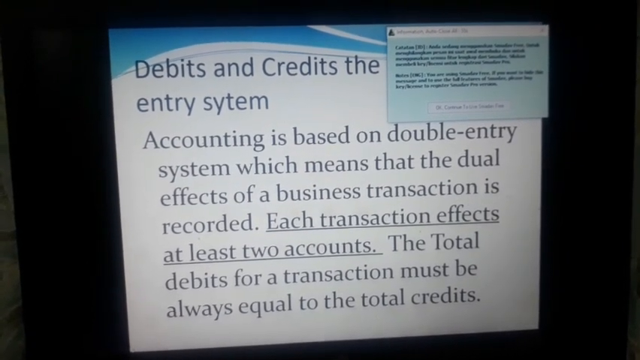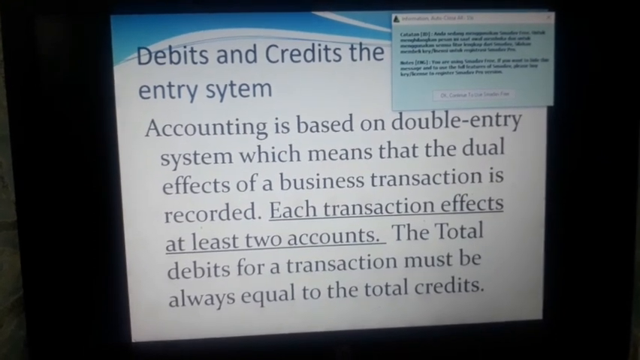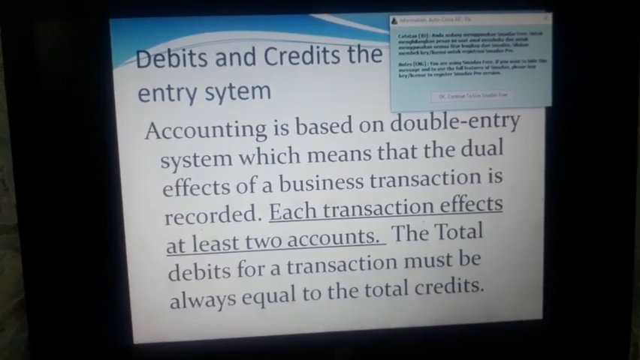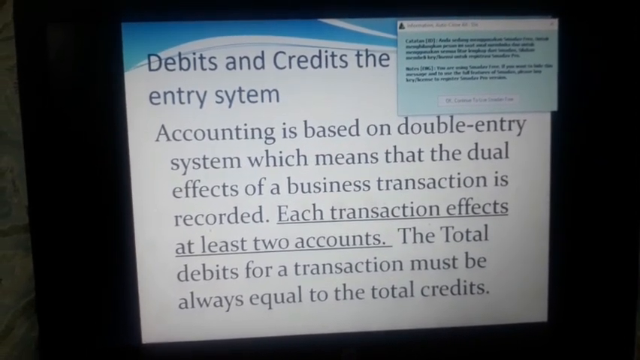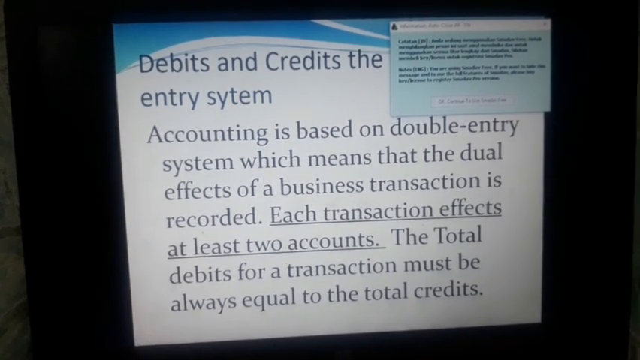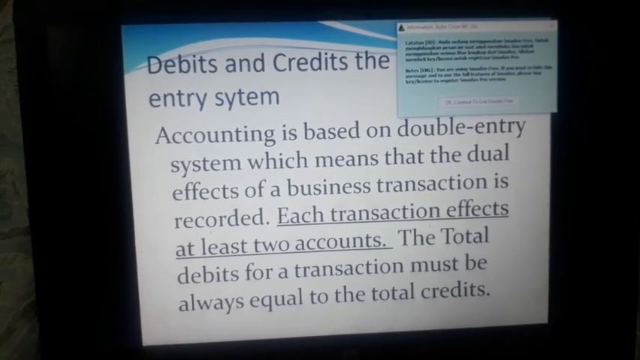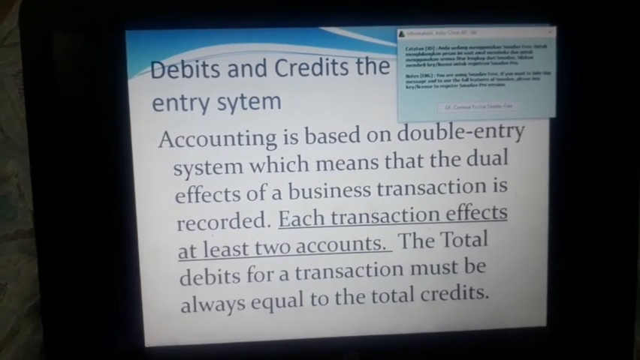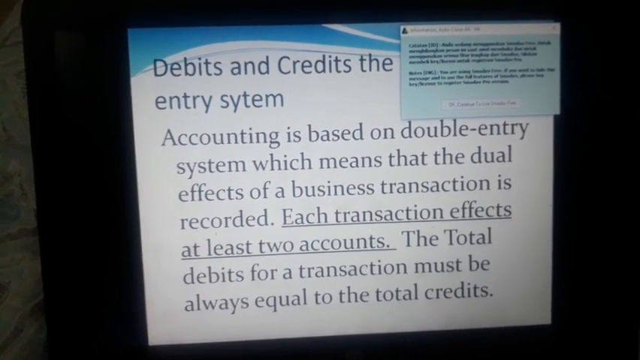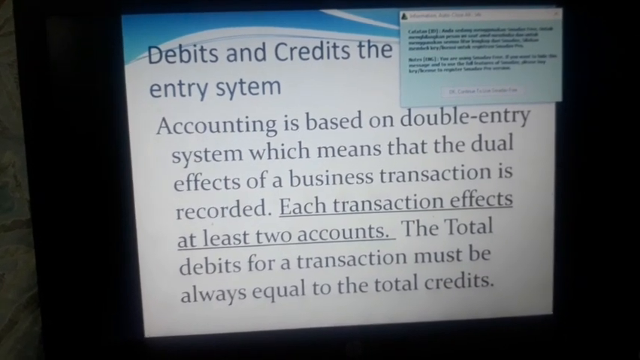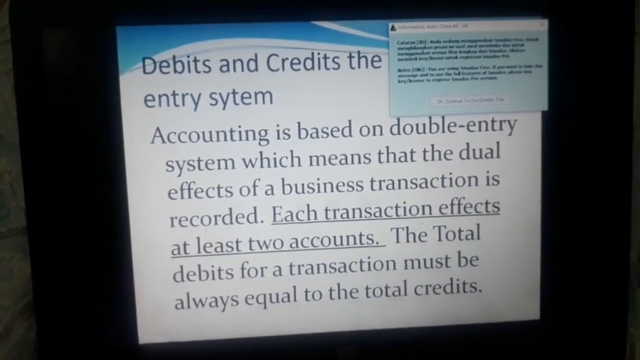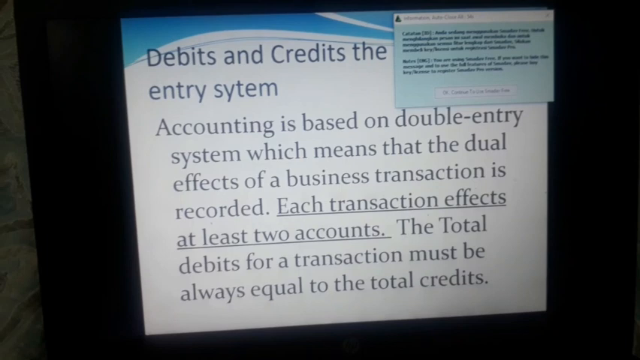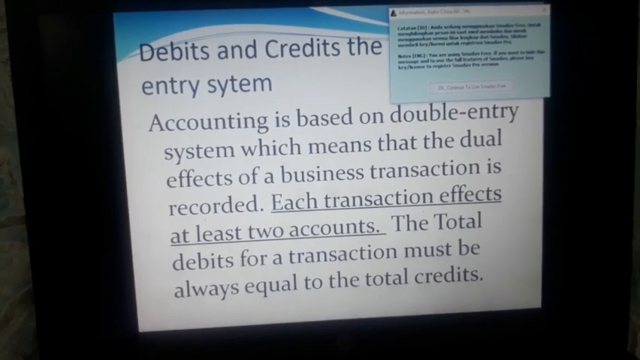Okay, so each transaction affects at least 2 accounts. Okay, so the total debits for a transaction must always be equal to the total credits. Okay, if you add something to the left side, you are also going to add something to the right side to make the accounting equation balance. So kung mag-debit and credit po tayo mga besh, dapat po balanse ang ating accounting equation.